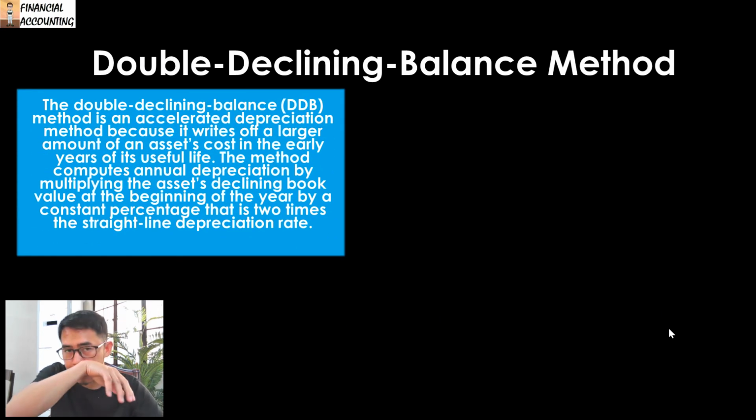Okay, double declining balance method is another method of computing depreciation. Now, this is an accelerated depreciation method because it writes off a larger amount of an asset's cost in the early years of its useful life. The method computes annual depreciation by multiplying the asset's declining book value at the beginning of the year by the constant percentage that is 2 times the straight line depreciation rate.